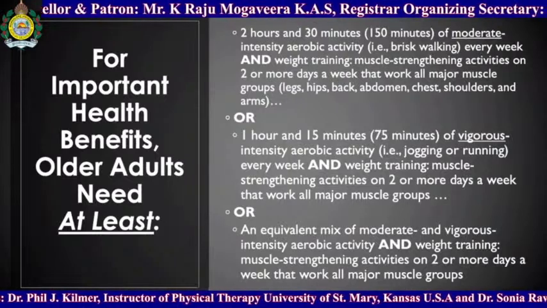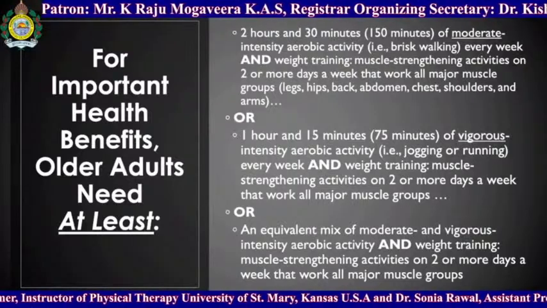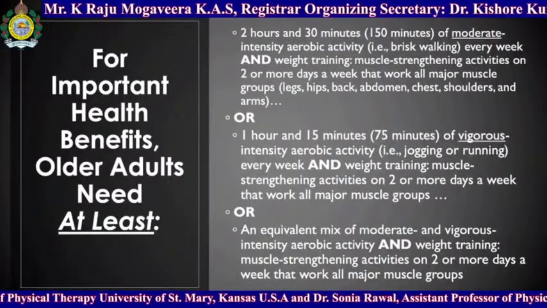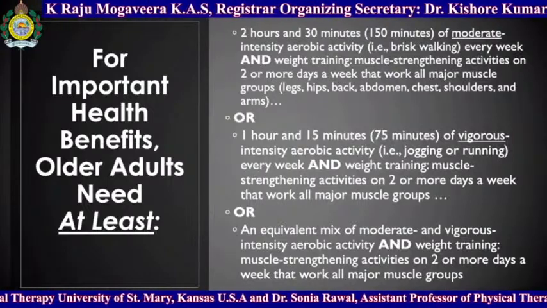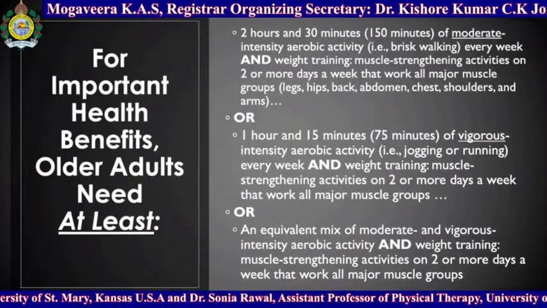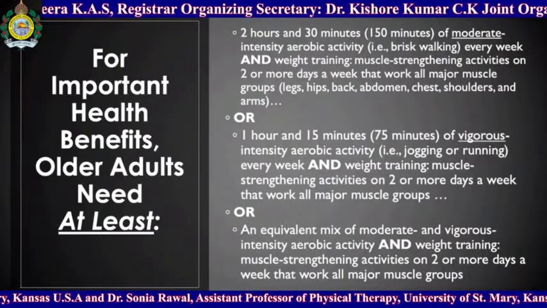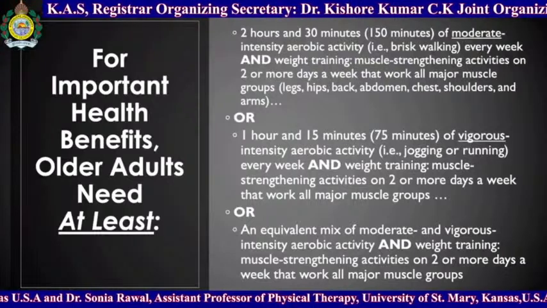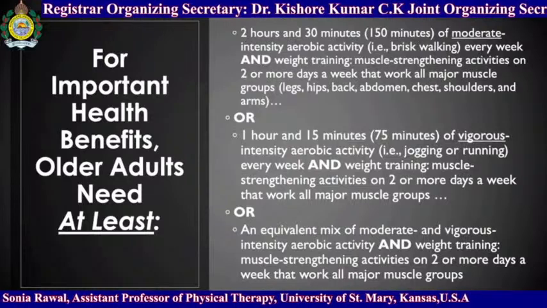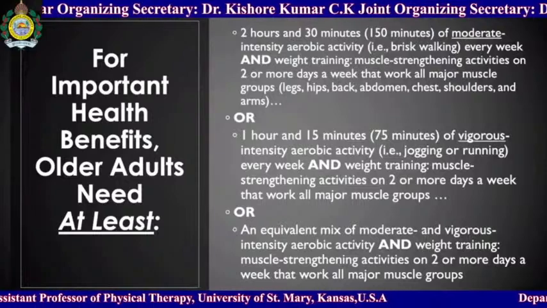Or one alternative could be 1 hour and 15 minutes of vigorous aerobic activity instead of the 2.5 hours of moderate intensity. So again, they're basically rating vigorous activity as a 2-to-1 ratio of importance to moderate activity, meaning you can do about half the amount of aerobic activity if you do it more vigorously to get the same effect, while still recommending at least 2 days of muscle strengthening activities for all major muscle groups.